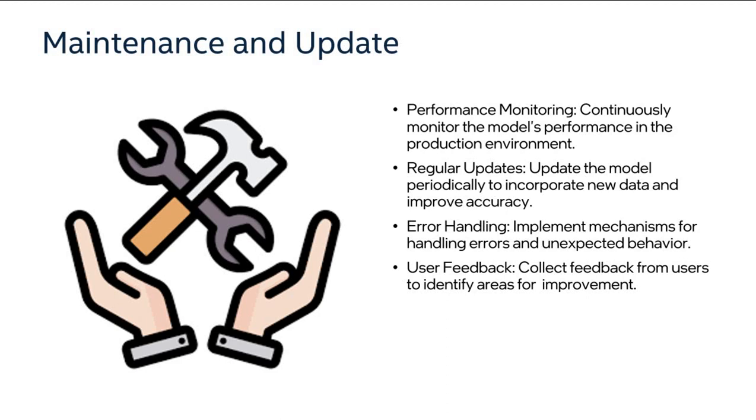Then comes the error handling. Implementing mechanisms for handling errors and unexpected behaviors is very, very important, and that will make the model very robust. You need to create fallback procedures, and at times you may have to go with manual overrides in case of critical failures. And next comes the user feedback.